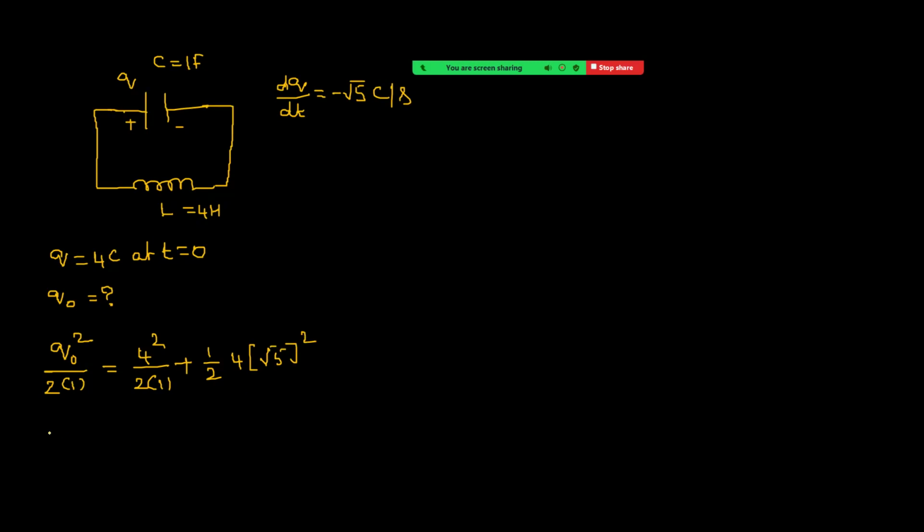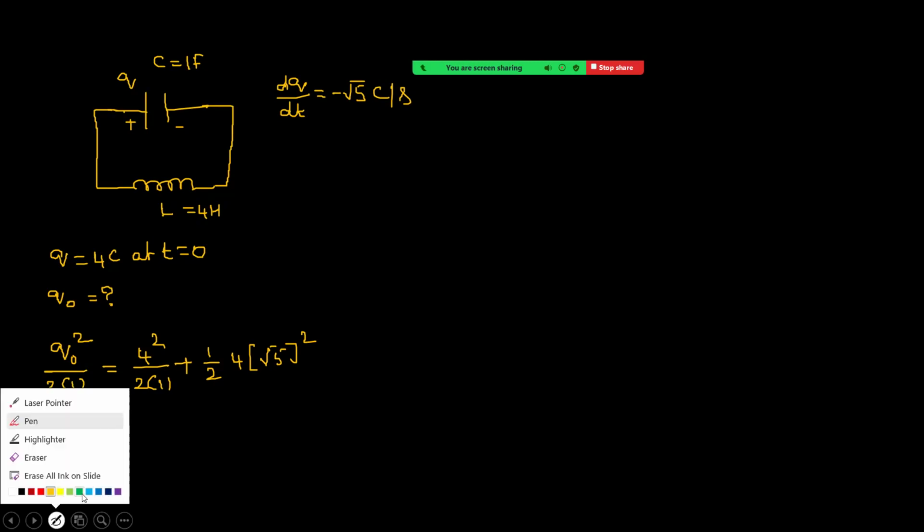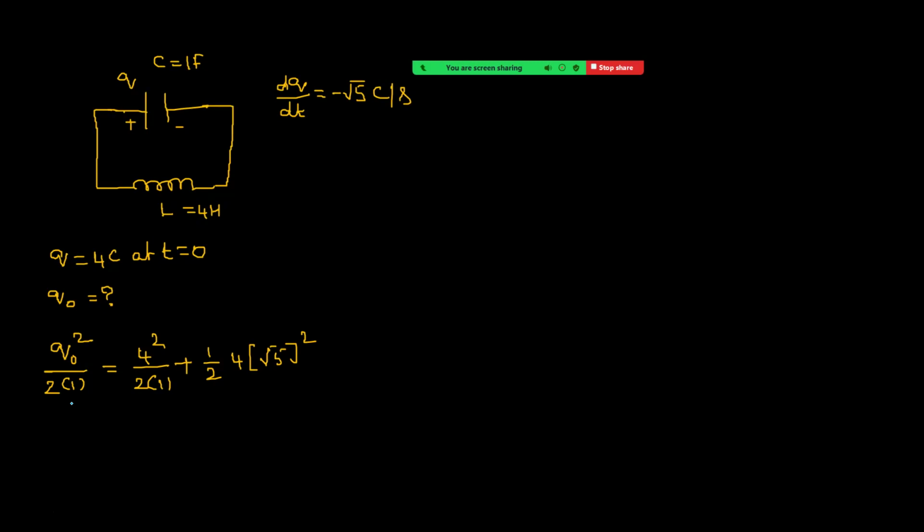Now see the calculation. First cancel the 2 on both sides. Then remaining, Q naught square is equal to 16 plus 4 fives, 20, so 36. That means Q naught value is 6 coulomb. That is the maximum charge. And see next what we have to calculate.